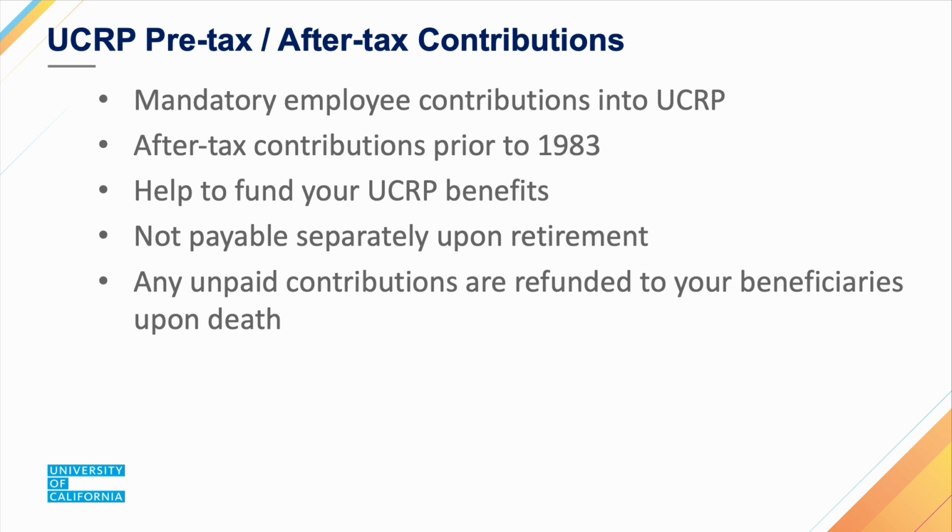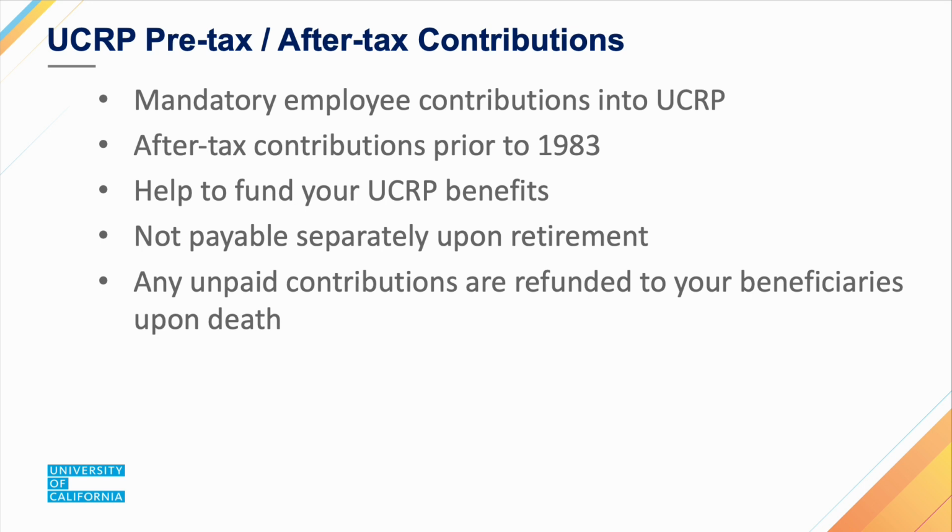Now, as a member of UCRP, you make contributions into the retirement plan based on a percentage of salary. This percentage is based on the membership classification, your tier, and bargaining group. Any UCRP contributions that were made before 1983 were done on an after-tax basis, which means that it'll slightly reduce the taxability of your UCRP retirement income once you begin collecting that benefit. However, contributions made since 1983 have been done on a pre-tax basis. Now, your contributions don't factor into the calculation of your UCRP benefit.